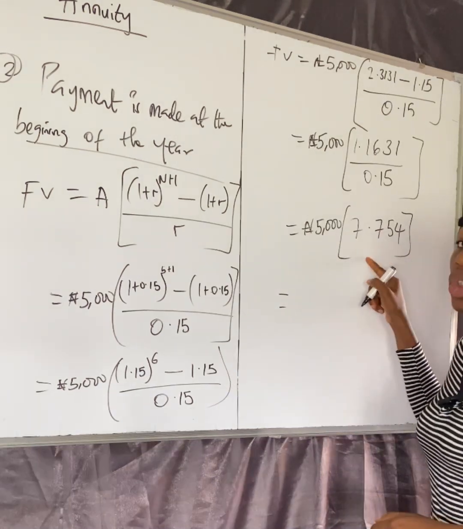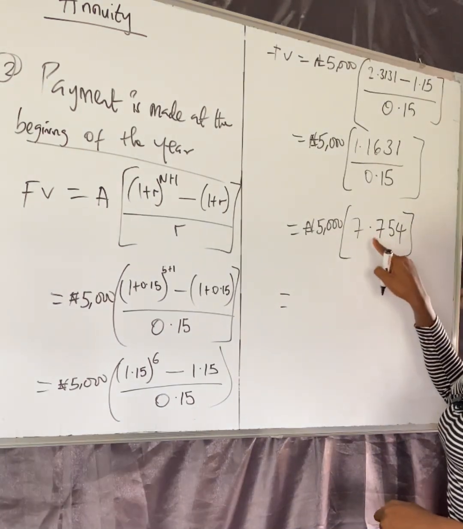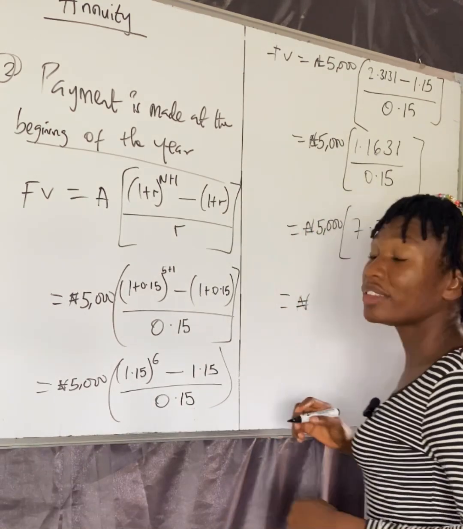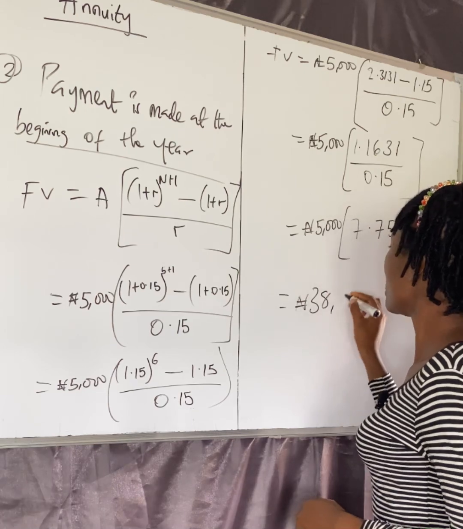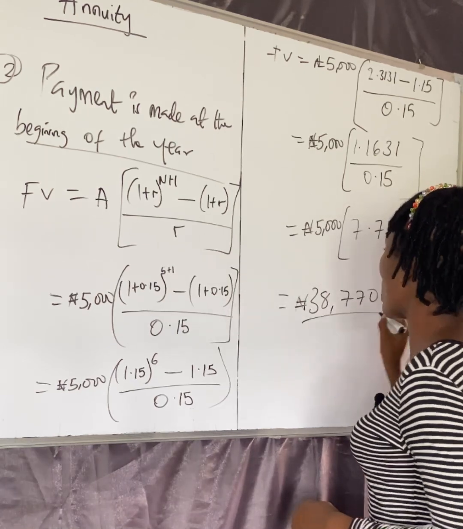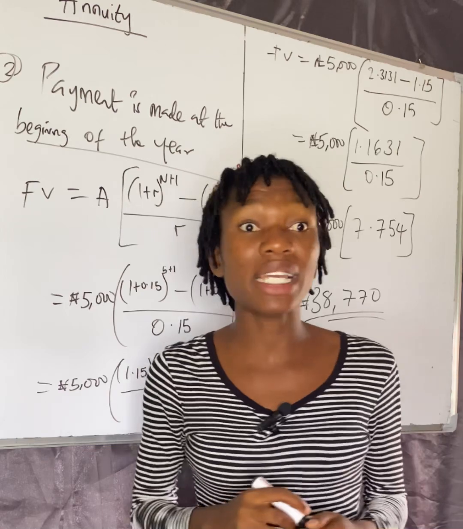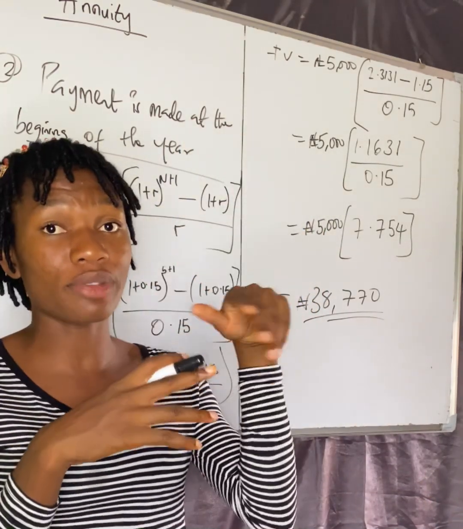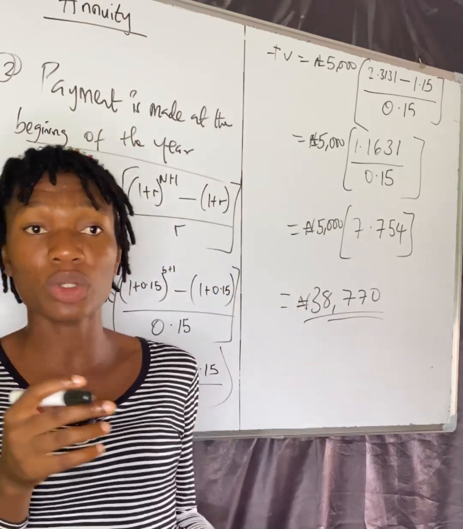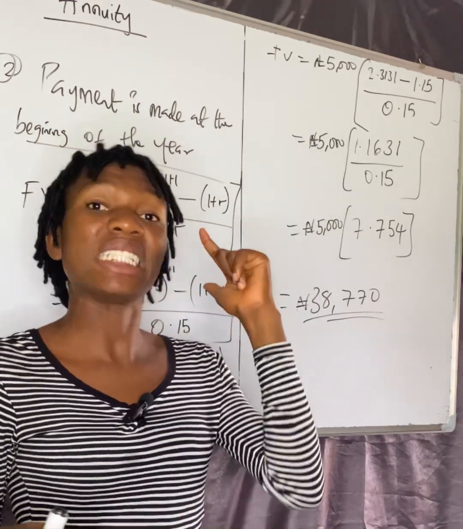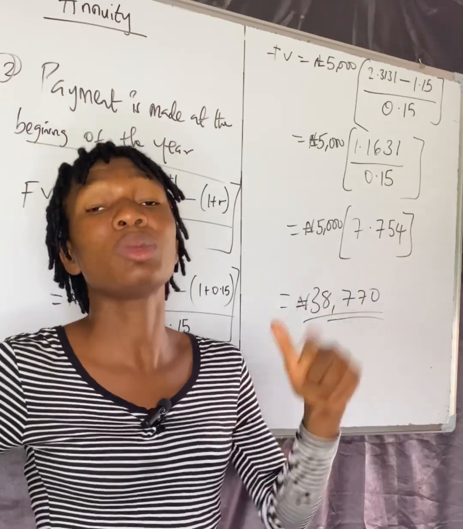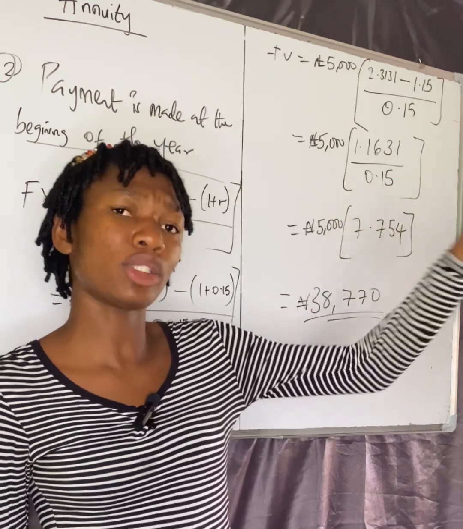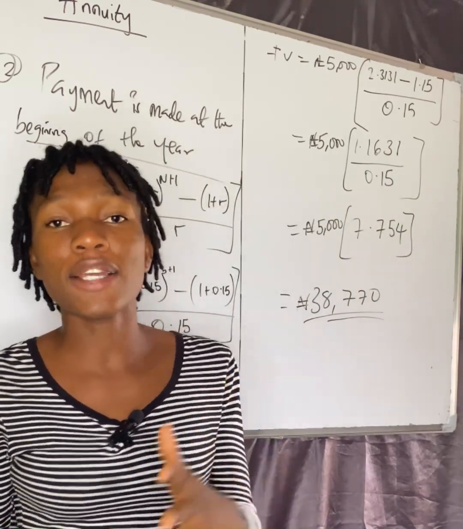So we are down to multiplication. Our future value is going to be 5,000 naira multiplied by 7.754, and that will give us 38,770 naira, which means we are going to be having a higher amount where the interest is charged from the beginning of the year. That means we have made payments from the beginning of the year, because we're going to be receiving interest for that very year. So we are going to be having a higher amount as compared to when the payment is made at the end of the year.